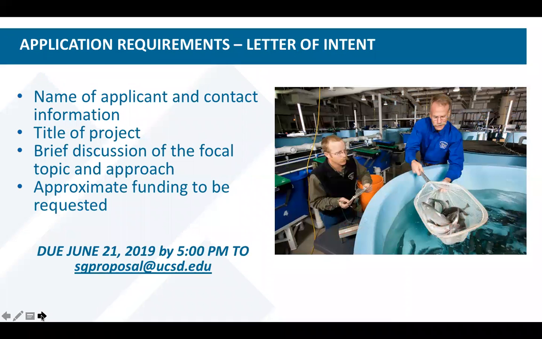So, application requirements. The first thing is a letter of intent, which will be due June 21st by 5 p.m. Please submit it to sgproposal@ucsd.edu. This is just a short 2-page letter that will have your name and contact information, the title of the project, a brief discussion of the focal topic and approach, and then an approximate funding to be requested. This will help us gauge the number of applications that we plan on receiving, as well as figure out who we should invite and also have on our review panel.